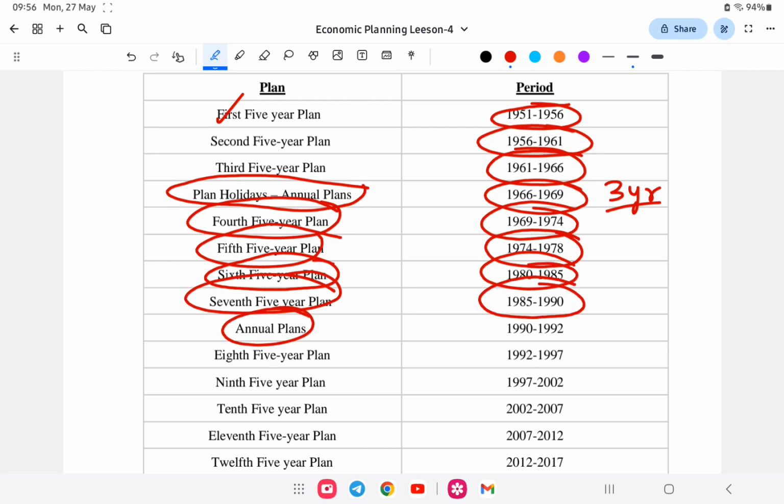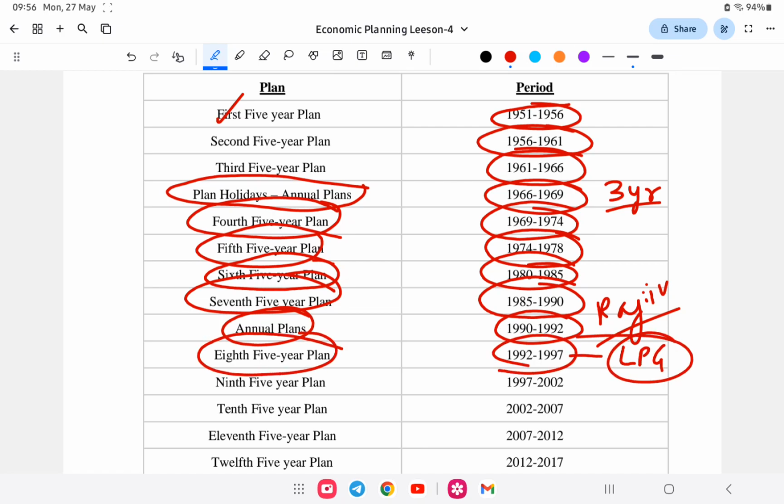There was a break with annual plans because of political turmoil: Rajiv Gandhi was assassinated and the Prime Minister changed 3 or 4 times. Because of this there were annual plans. The eighth 5-year plan is during the time that the LPG reforms started: liberalization, privatization, globalization, and the human development index also developed greatly.